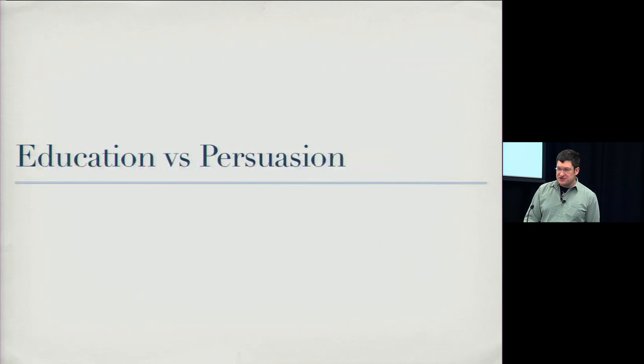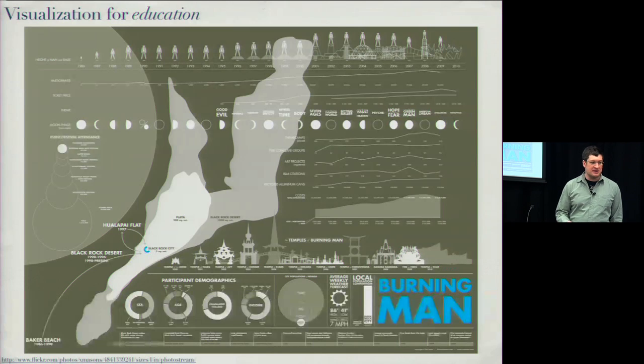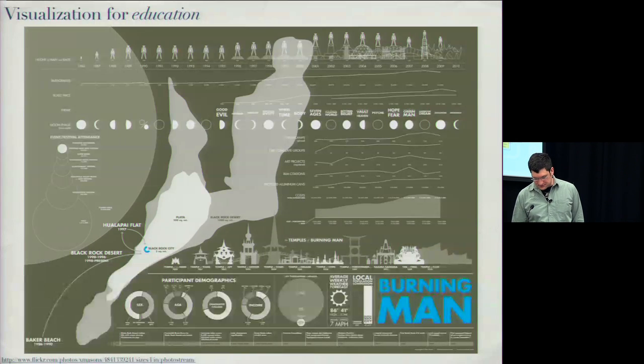Finally, education and persuasion. These are very different, but they won't tell you that if they're trying to persuade you. They'll say, we're trying to educate you. So here's a graph, an infographic. So I would call this much more on the education end of the spectrum. There's not necessarily a political bias here. There's not necessarily a point of view that's trying to be put forward other than, hey, look, Burning Man's kind of interesting. But there's not a particular bias or political agenda that's going into this.